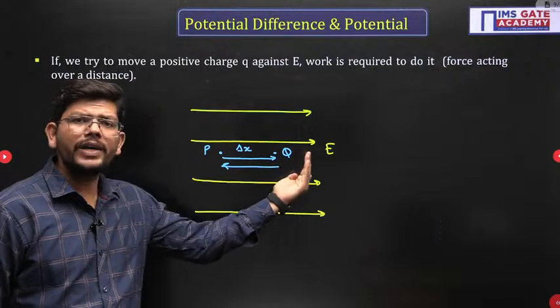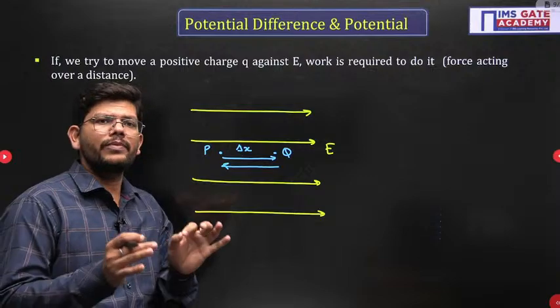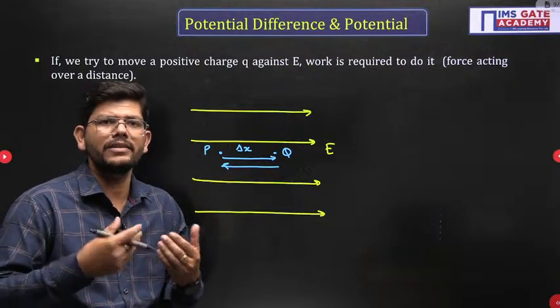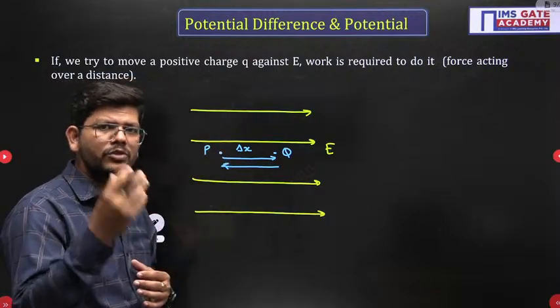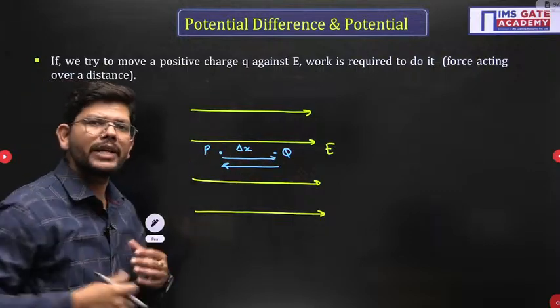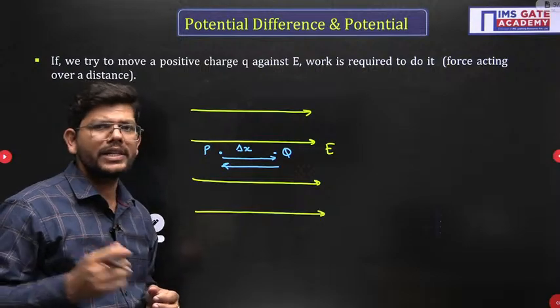If the charge is moving against the direction of the field, an external force needs to supply some work, isn't it? The external source will give some energy to move against the direction of the field. But in both ways, work is being done either by the field or by the external source.